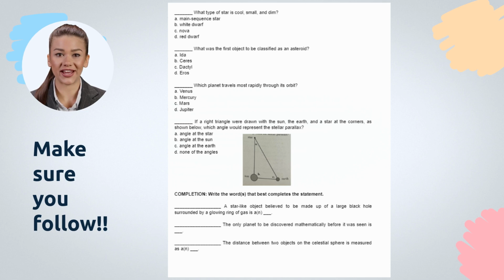The next part of the guide is all about filling in the blanks with the correct terms. I'll read each statement and give you a moment to think about and write your answer. A star-like object, believed to be made up of a large black hole surrounded by a glowing ring of gas, is a blank. The only planet to be discovered mathematically before it was seen is blank. The distance between two objects on the celestial sphere is measured as a blank.